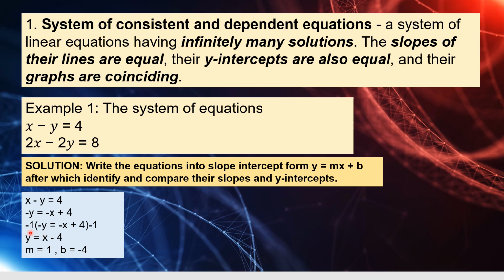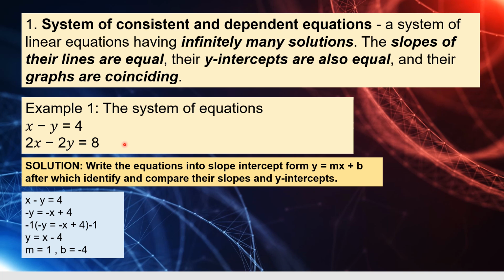So we need to multiply both sides of the equation by negative 1 to make y positive. So negative 1 times negative y is equal to positive y. Negative x times negative 1 is equal to positive x. Positive 4 times negative 1 is equal to negative 4. So we have now y equals x minus 4. It is already written into y equals mx plus b. Our m now is the slope, which is positive 1. And our y-intercept or b is negative 4.